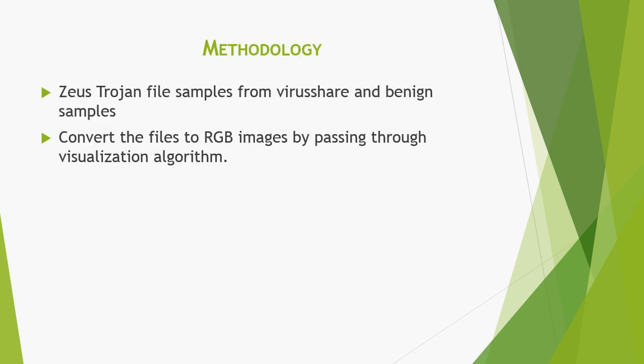Regarding the methodology, the process of the proposed malware detection model is as follows. I would download the Trojan files and benign samples. I will convert each file to an RGB image by passing it through the visualization algorithm. Here I would divide the dataset: the first part for training the CNN model, and the second part for classifying and evaluating the output performance of the trained model. I'm planning to use score and accuracy to measure the output performance of the model.